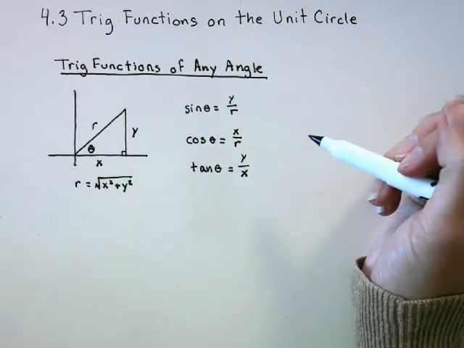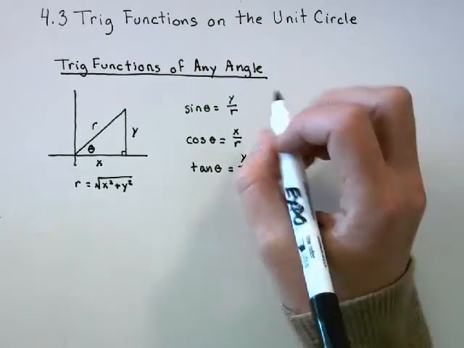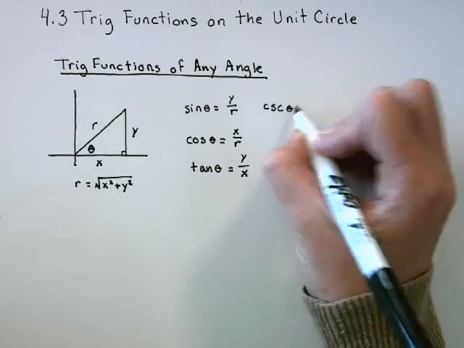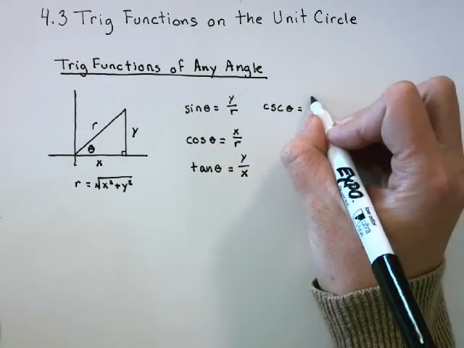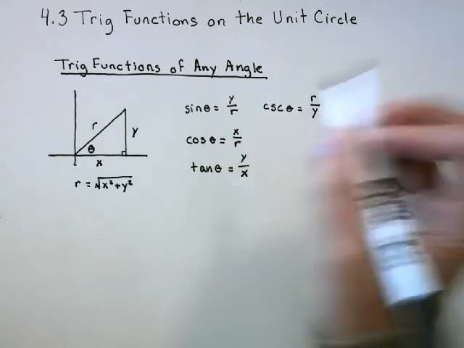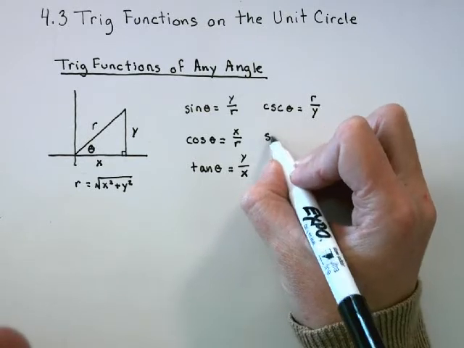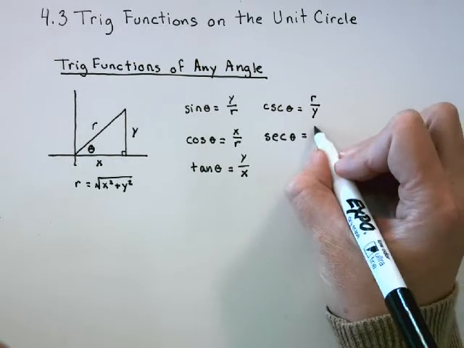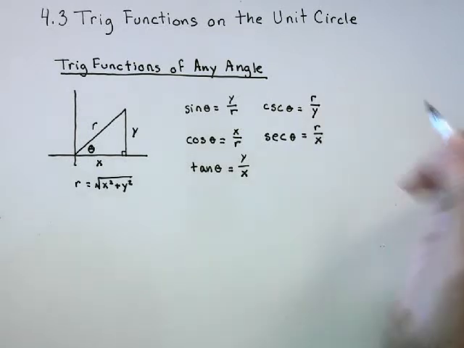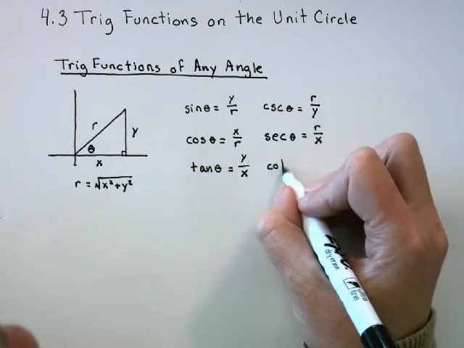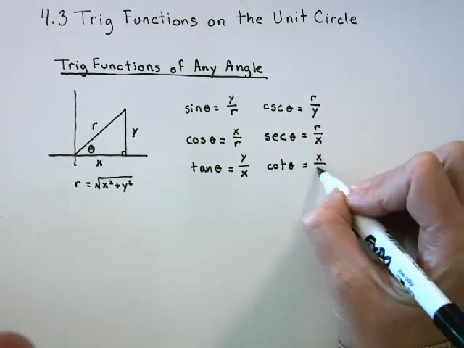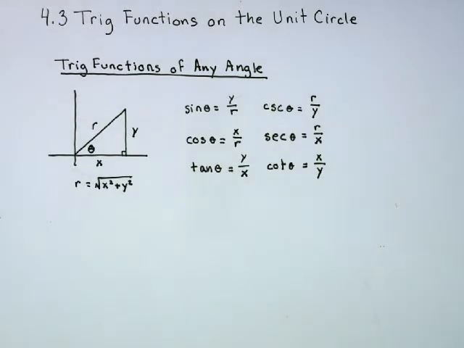There are 3 related trig functions called the reciprocal trig functions. Cosecant is the reciprocal of sine, so that's going to be r over y. Secant is the reciprocal of cosine, so that's going to be r over x. Cotangent is going to be x over y.